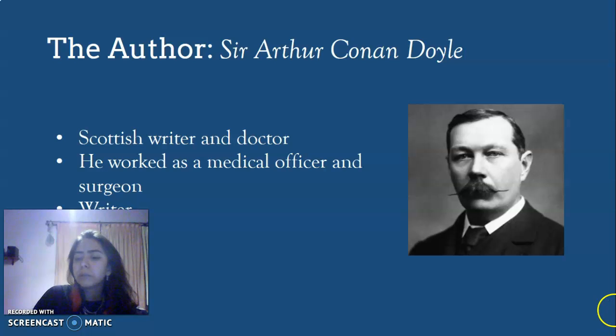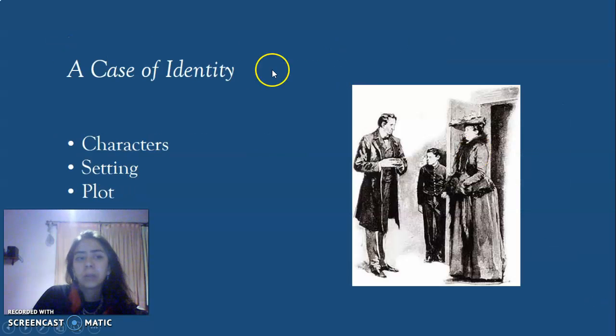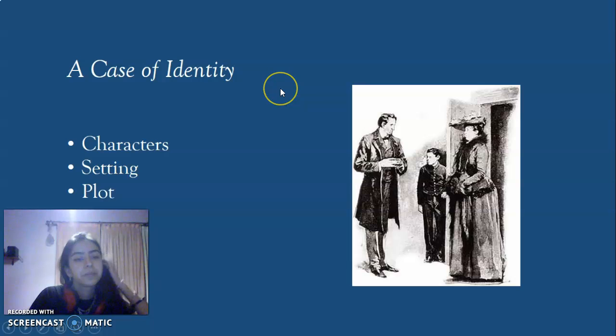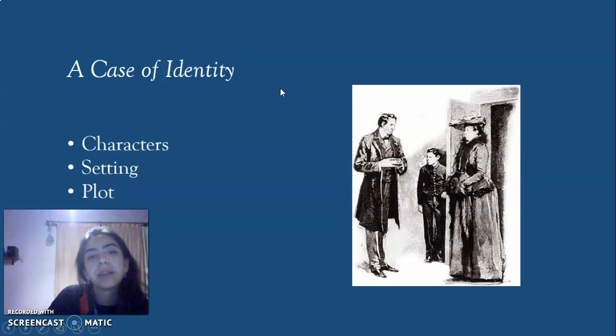So, now let's talk about the story. The characters that appear in the story are Sherlock Holmes, Dr. John Watson, Mary Sutherland, Mr. Windibank, and Mr. Homer Angel. The story is set in Sherlock's lodgings at Baker Street in London.